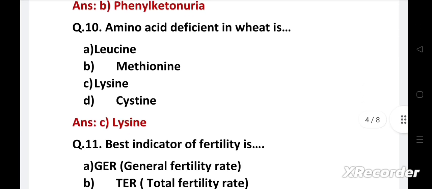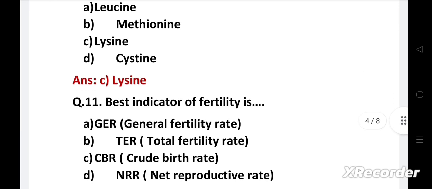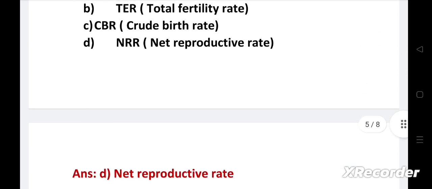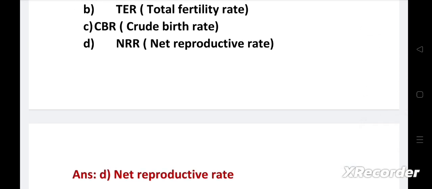Next question. Best indicator of fertility is option A, GFR, general fertility rate. B, TFR, total fertility rate. C, CBR, crude birth rate. D, NRR, net reproductive rate. Right answer is option D, net reproductive rate.